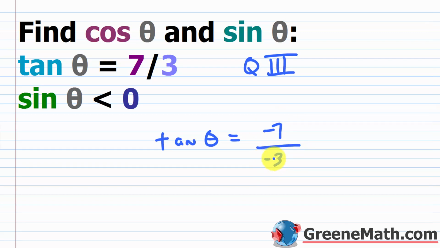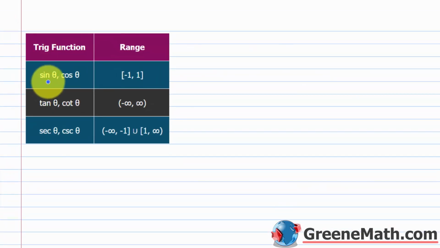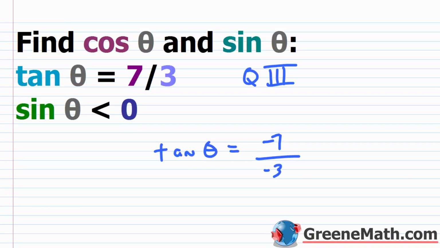Why doesn't it work out this way? Remember, the range for sine of theta and cosine of theta is from -1 to 1, including those two numbers. So this is not possible. You can't have a -7 and you can't have a -3. So throw that out, okay?